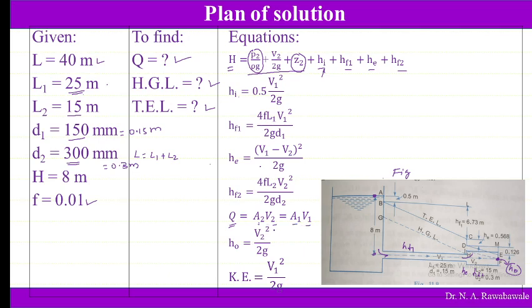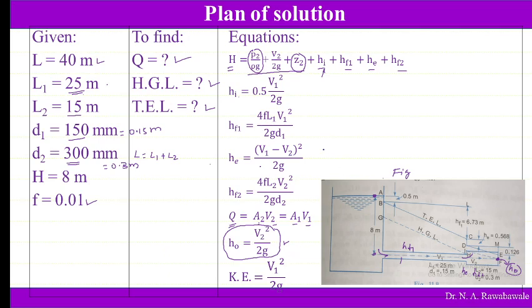And head loss at the outlet, if we want to calculate, is given by Ho equals V2 square divided by 2g. This we are not going to calculate. Kinetic energy is obtained by V1 square divided by 2g in the first pipe and V2 square divided by 2g in the second pipe. So this is how we obtain energy at the first pipe and the second pipe using the kinetic energy formula, that is, kinetic energy equals V1 square divided by 2g. So now how to solve this problem is to be seen.